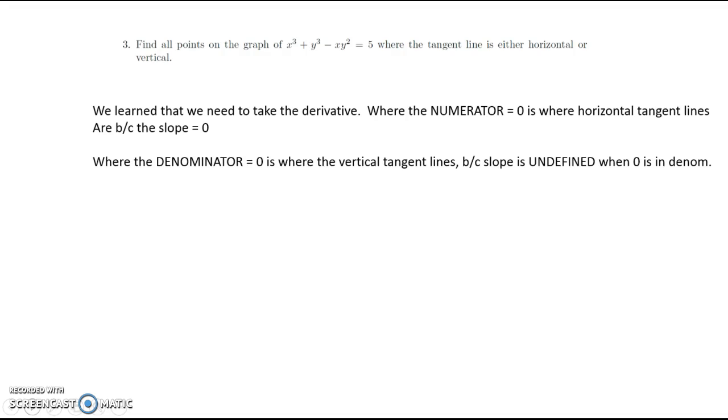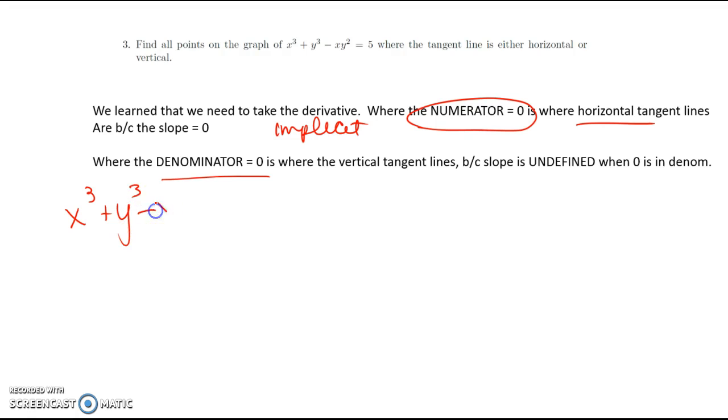All right, find all points on this graph where the tangent line is either horizontal or vertical. Okay, I wrote this. We learned that we need to take the derivative. When the numerator of that derivative, and this is implicit, right, is 0, you'll have horizontal tangent lines. When the denominator is 0, you'll have vertical tangent lines. So, x to the third plus y to the third minus... All right, so let's do this implicit differentiation.